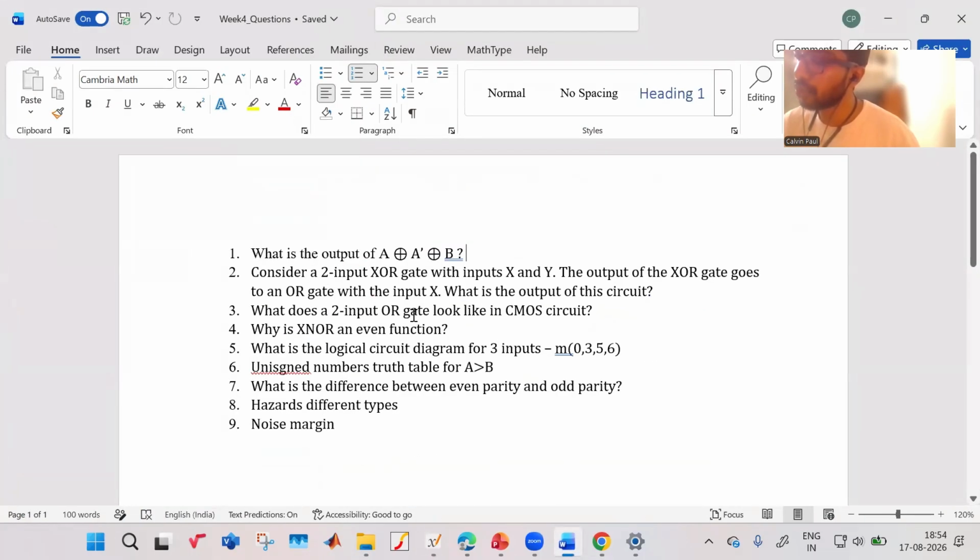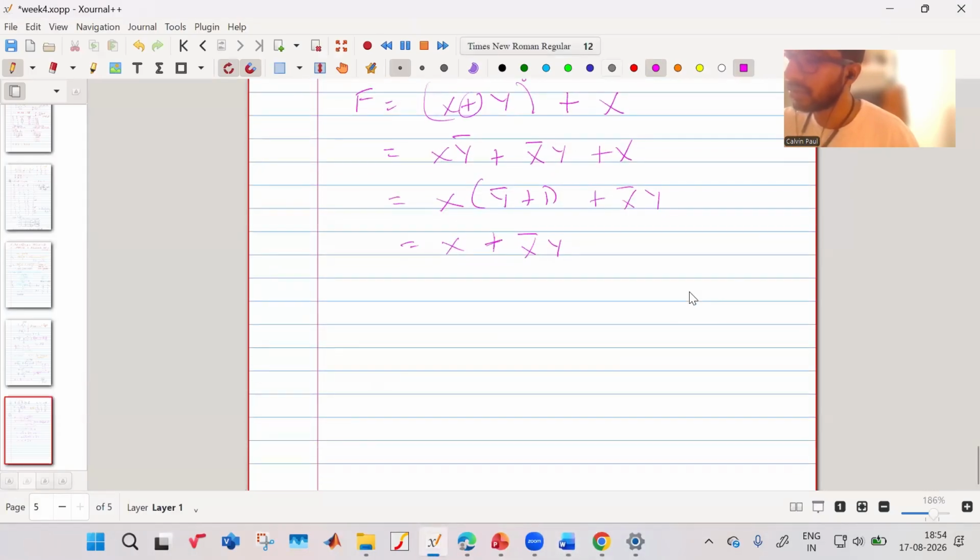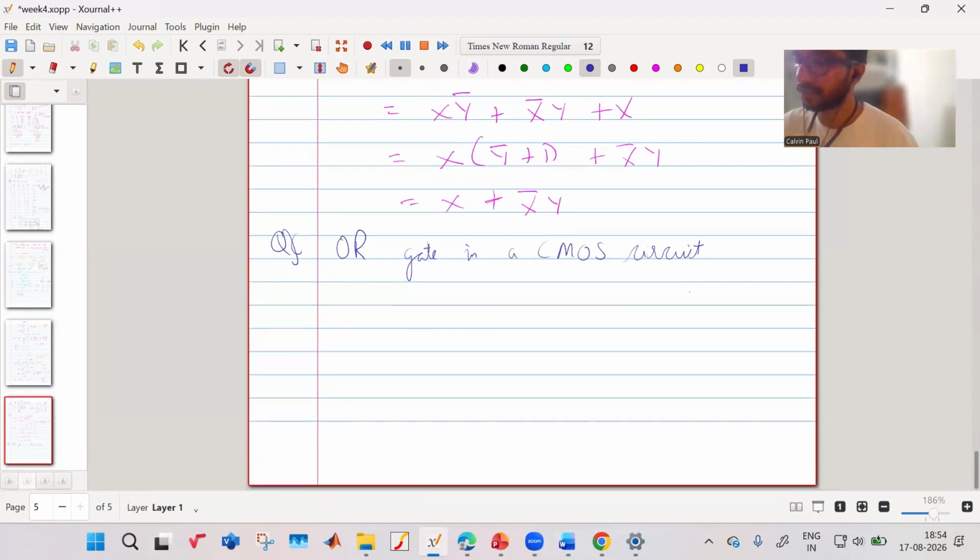What does a 2-input OR gate look like in a CMOS circuit? So you have to make an OR gate in a CMOS circuit. Okay. How do we do that? OR gate is like a basic building block. You use OR gate many times. The easier way is you make an OR gate in a CMOS circuit using a NOR gate followed by an inverter.